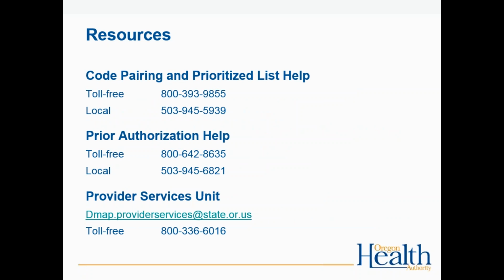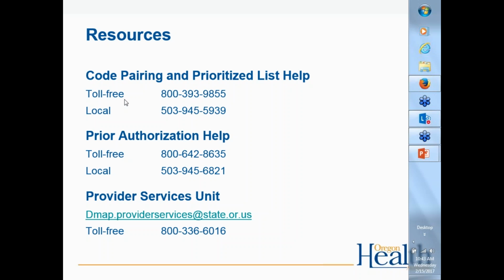We also have some groups available to help you if you need help. We have the code pairing and prioritized list helpline. We have the prior authorization help, and we also have our provider services unit. So you can contact any of them at any time if you need help with specific information. Our provider services unit can help you with claims resolution and policy interpretation as well. So you'd want to contact them. All right, so let's go ahead and take some questions.